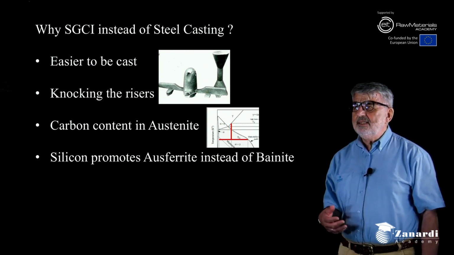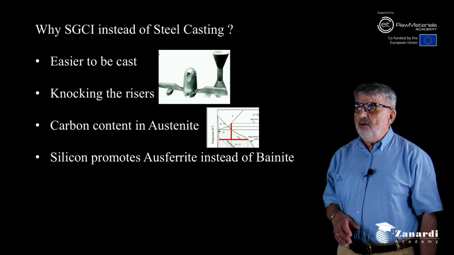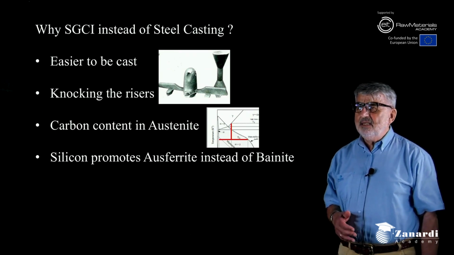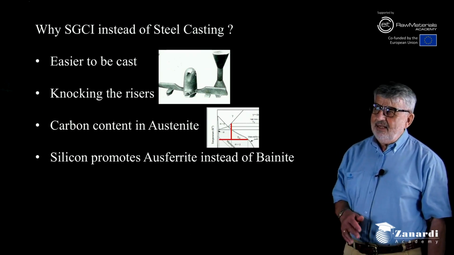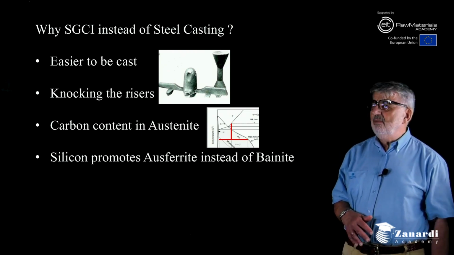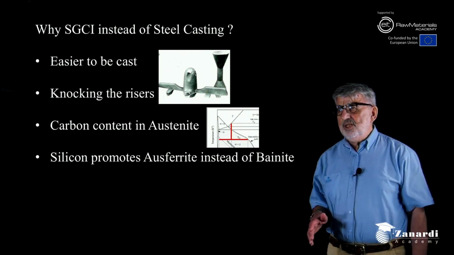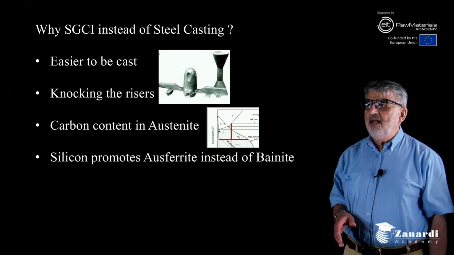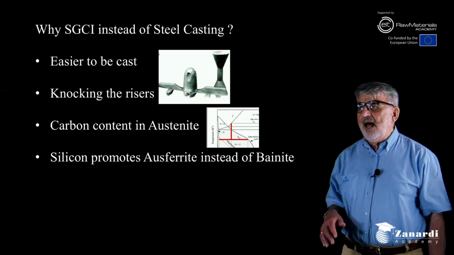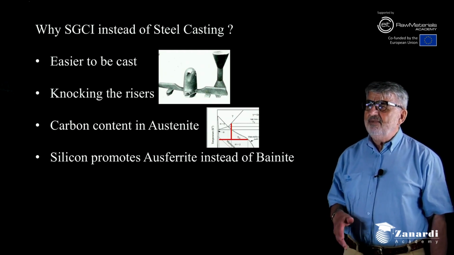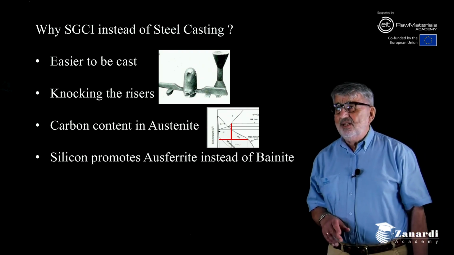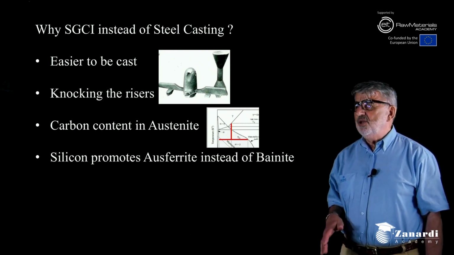While in steel, when we adopt the same process, we obtain bainite, that means acicular ferrite and bainitic carbides. It's possible also to obtain ausferritic steels, increasing the silicon content up to 1.7% or more. But this is not a normal case, this is a special case.